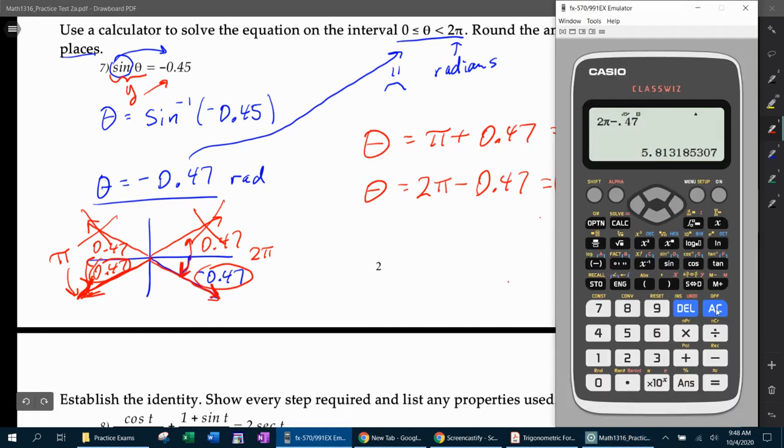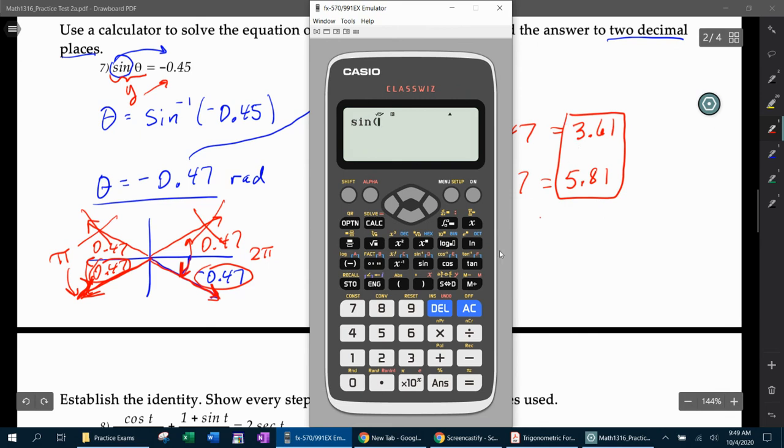And now guess what I'm going to do? I'm going to use the calculator to verify that those are correct. If those are correct answers, I should be able to plug those in and get approximately negative 0.45 as an outcome. So making sure we're in radian mode because those are radian angles. Sine of 3.61 equals negative 0.45 approximately. Yay! So that's verified.